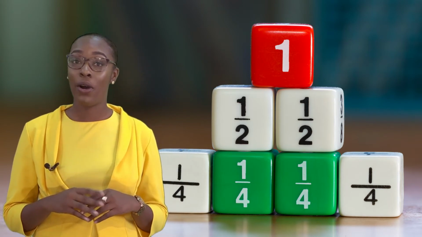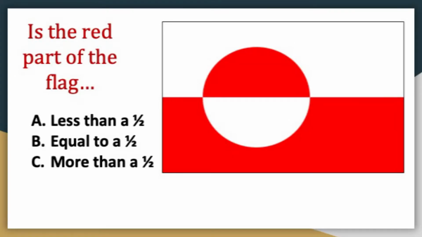Look at the flag on screen. Is the red part of the flag less than a half, equal to a half, or more than a half? I think I heard somebody say equal to a half, and that is correct. The flag is divided into halves, and each color is shared equally.